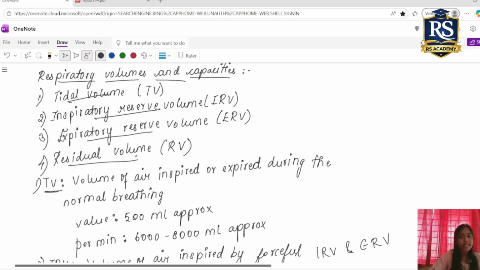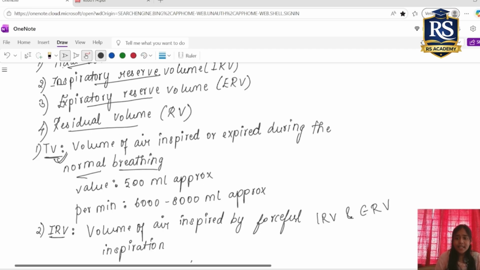Okay. Now, let's see what is tidal volume. Tidal volume means the volume of air inspired or expired during normal breathing. Okay, no forceful breathing, no forceful inspiration and expiration. Breathing is normal here. The amount of air that we breathe in or breathe out during one normal breath is called tidal volume. Okay, and its average value is about 500 ml for one breath. So, per minute, it will be around 6,000 to 8,000 ml approximately. And importantly, a healthy person will be breathing 12 to 16 times per minute, right? So, total air inspired and total air expired per minute is 6,000 to 8,000 ml.